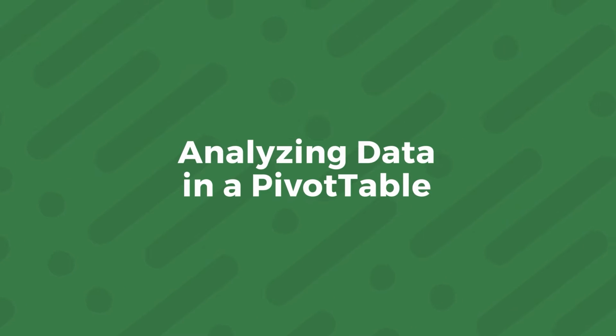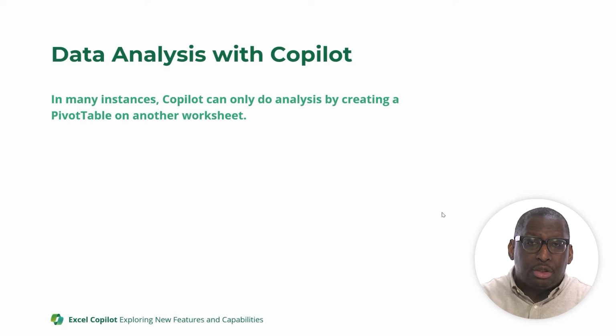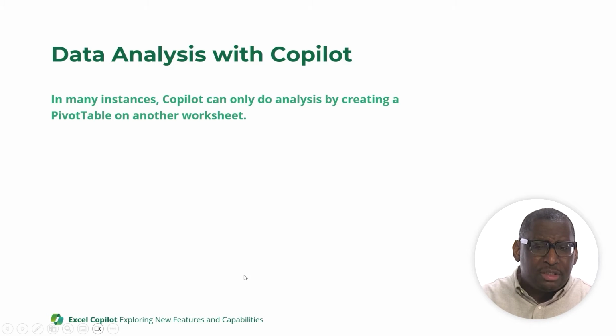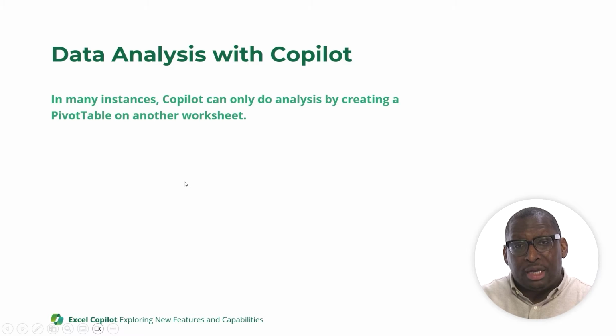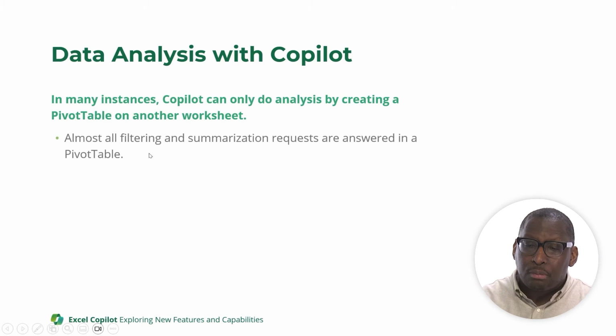All right, let's set some expectations for what data analysis through the usage of Copilot would look like. In many cases, Copilot can only do analysis by creating a pivot table on another worksheet. So as we start using our analysis prompts, the majority of the output of this is going to be a pivot table, right? So that's good to know. If you don't want a pivot table, you might want to go another direction other than Copilot.